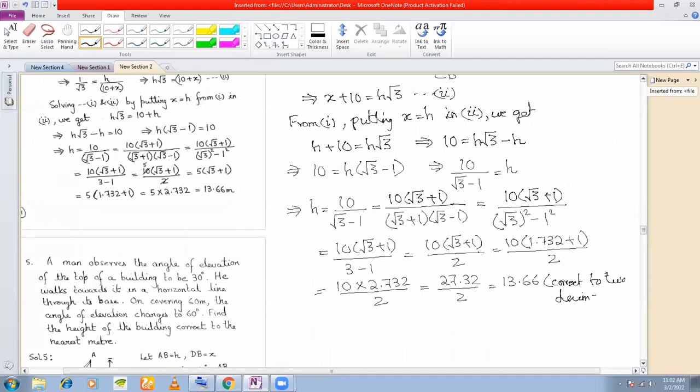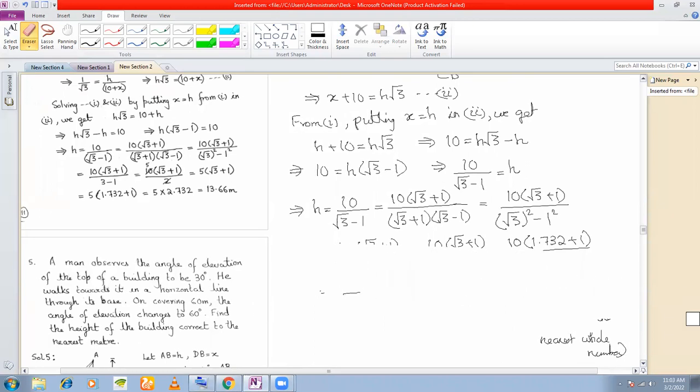If they had asked you the answer correct to the nearest whole number, then what would your answer have been? Your answer would have been 14. This is meters, right? 14 meters, correct to the nearest whole number. Right? So this is how we work out this problem. Okay. So that finishes this problem. We'll now see the next question.